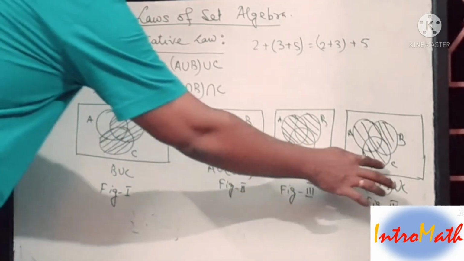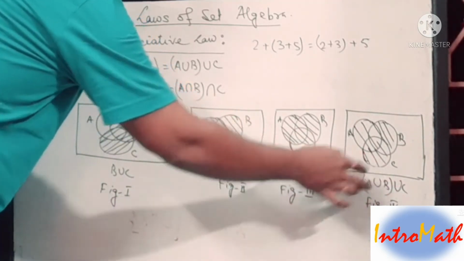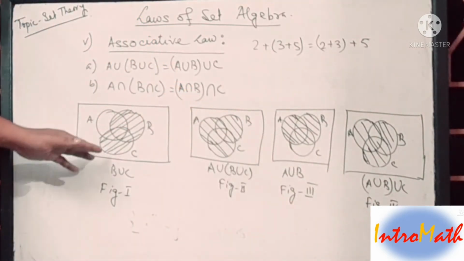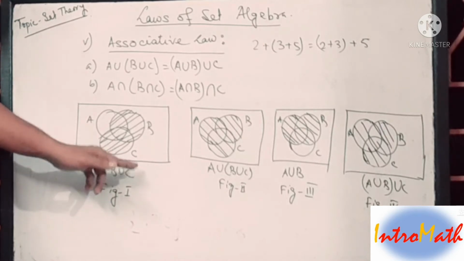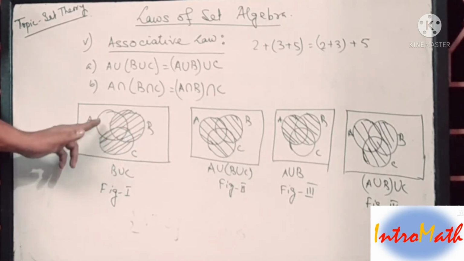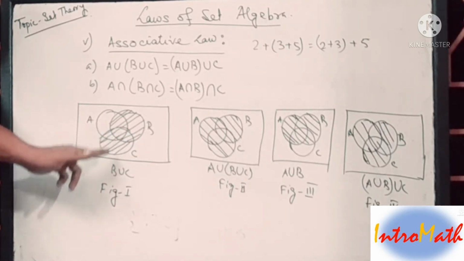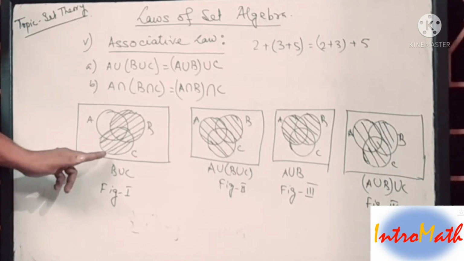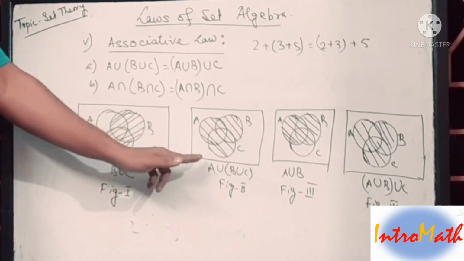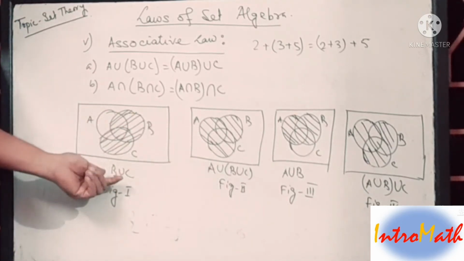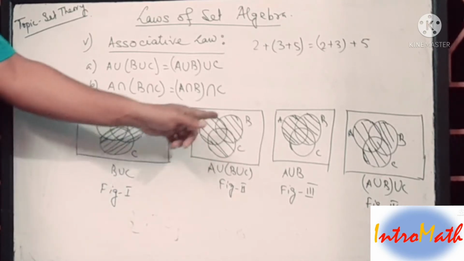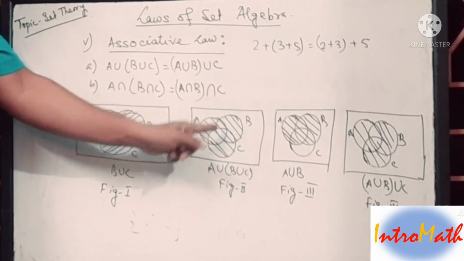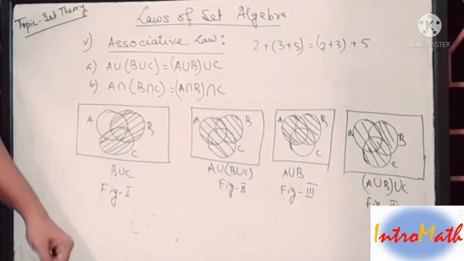Here, look at these figures. These are the Venn diagrams. Firstly, I have taken B union C. B union C is this set, not this one. Either B or C or both. So this is B union C. And if we take the union between A and this set B union C, this is A union B union C in figure 2.